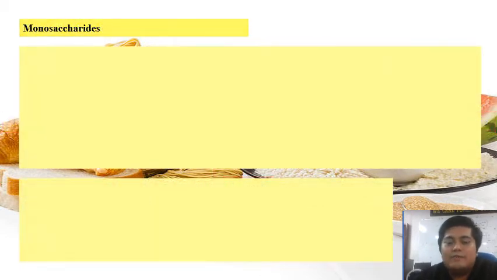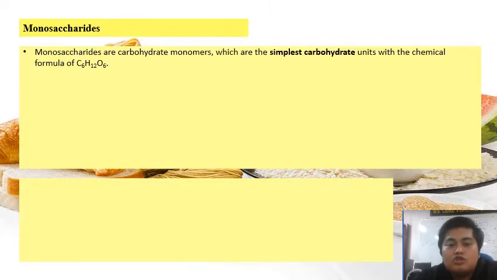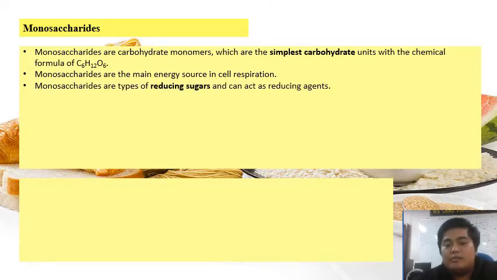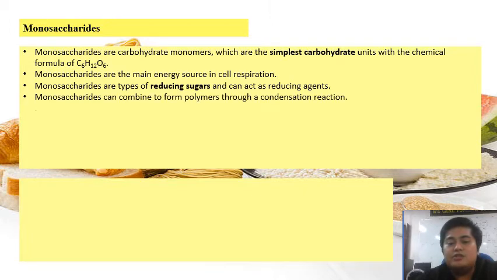Next, monosaccharide. So, kita start dengan kita punya first sugar, which is monosaccharide, our simple sugar. So monosaccharide are carbohydrate monomers, which are the simplest carbohydrate unit with the chemical formula of C6H12O6. Monosaccharide are the main energy source in the cell respiration. Sumber tenaga utama untuk cell respiration. Monosaccharide are type of reducing sugar and also acts as a reducing agent. Since dia adalah reducing sugar, so dia juga boleh bertindak sebagai reducing agent.